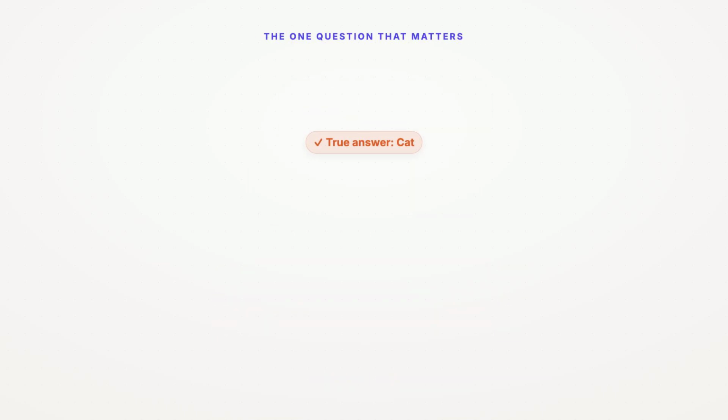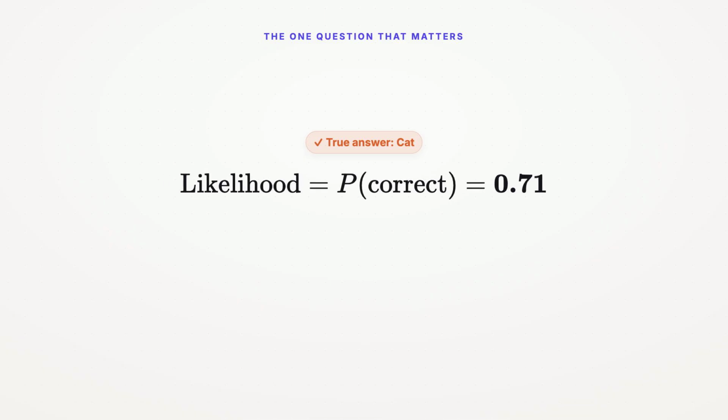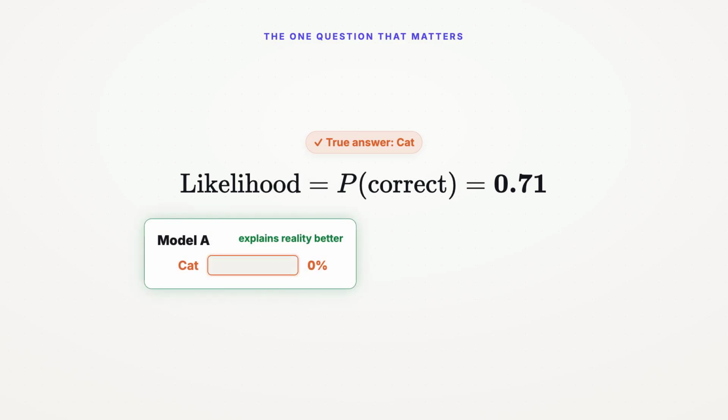Now suppose the true answer is cat. Here is the key question of this whole video. How much probability did the model give to what actually happened? The correct answer was cat, and the model gave cat 71%. That single number is the likelihood.